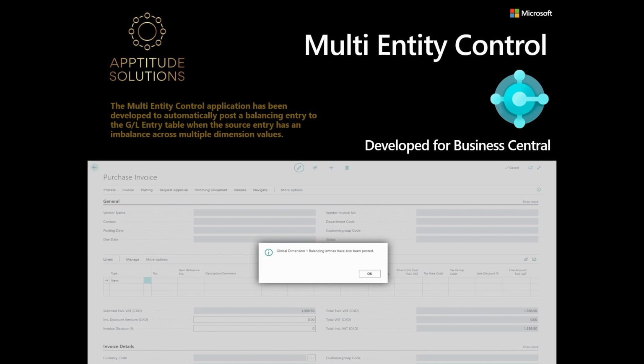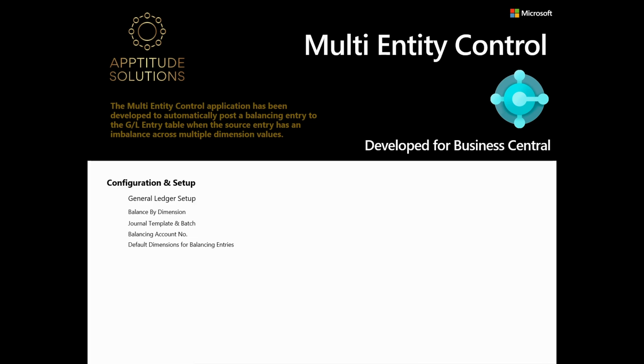In this video, we're going to look at the following. Firstly, we're going to go over the configuration and setup of the app. We'll look at the changes made to the general ledger setup, including the field used to define the balancing, the journal template and batch used to create the intercompany balancing entries, the balancing account number used, and any other settings such as the default dimensions for the balancing entries.